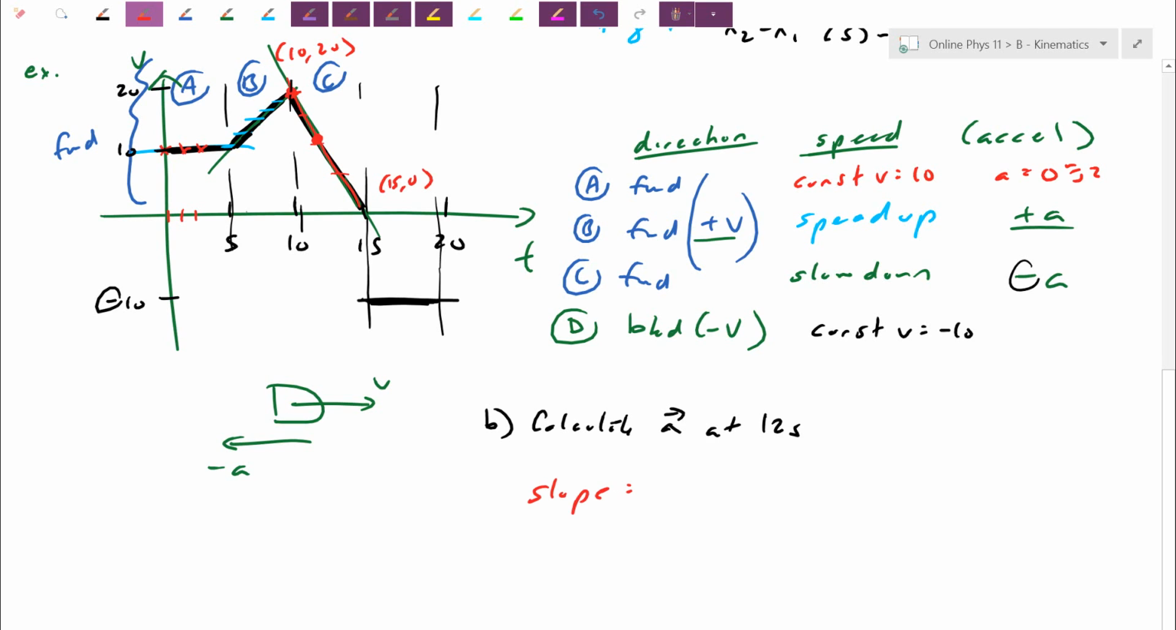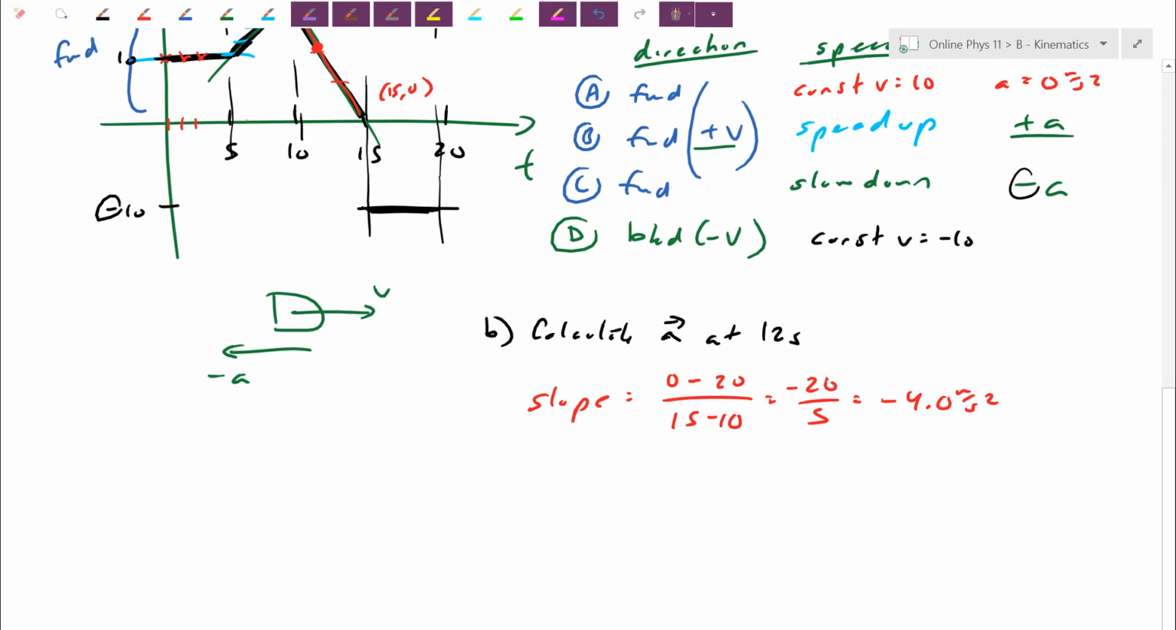Acceleration is the slope. So we're going to go y2 minus y1, 0 minus 20, over x2 minus x1, 15 minus 10. That gives you negative 20 divided by 5, so negative 4 meters per second squared. It's a little bit hard to read sig figs on a graph, so usually just use that simplification. Just keep everything to 2 or 3 sig figs and we're fine.